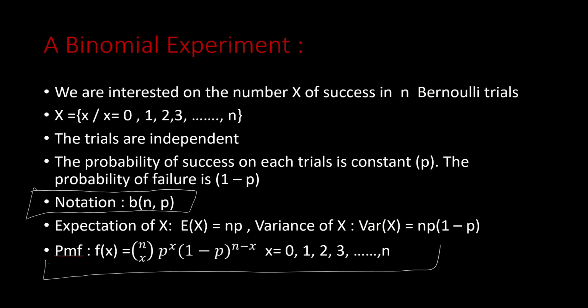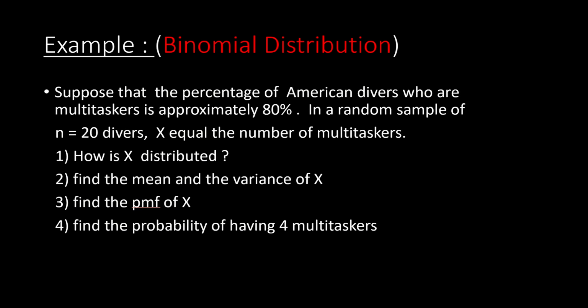So let's say one example here. Suppose that the percentage of American drivers who are multitaskers is approximately 80%. In a random sample of n drivers, x equals the number of multitaskers. How is x distributed, right? Now x here is the number of multitaskers.